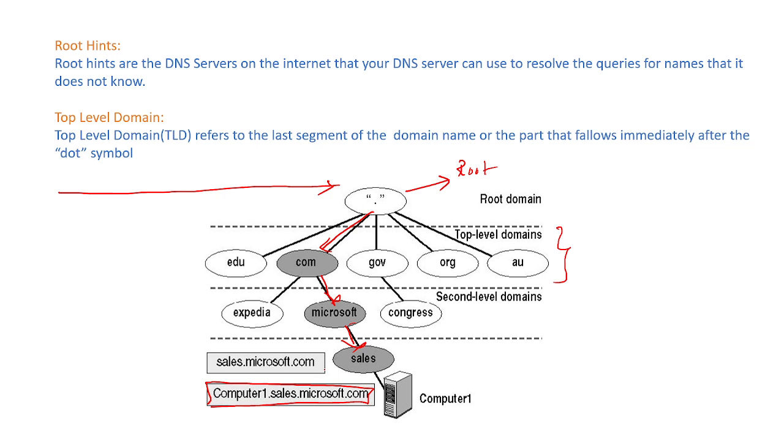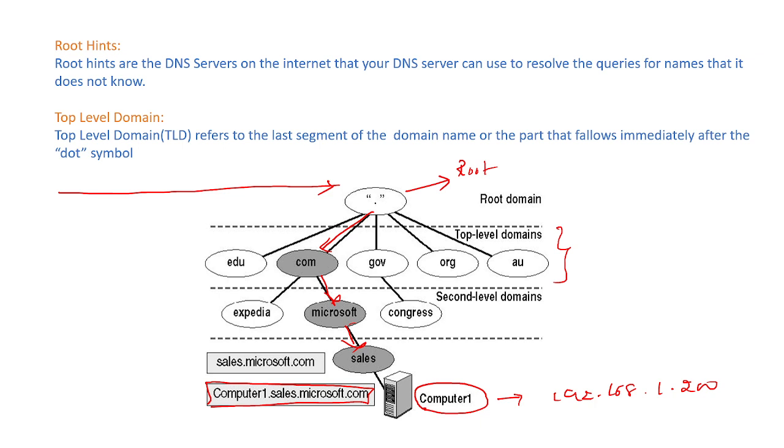Then the query is again initiated, hey sales, do you know who is computer1? Then the sales will tell you, yes, I can see a person called computer1 in my organization. And what is the IP address of it? You can take this, 192.168.1.200, for example. So this is how the external websites are resolved.